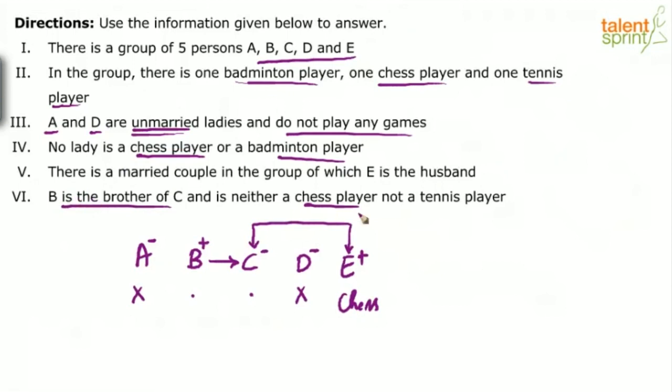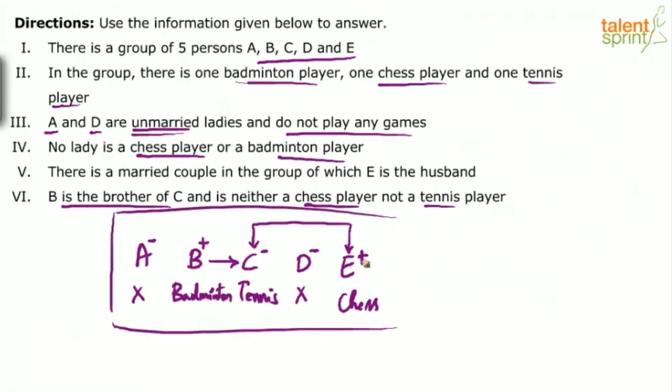And then we know that B doesn't play tennis, right? He is not a chess player or a tennis player. So B doesn't play tennis. So obviously C would play tennis. And then we can say B plays badminton and done, right? That's the final arrangement. A, B, C, D, E. Of course, not an arrangement, but we only have to understand who plays what game and the relationships among these 5 persons. Clear?